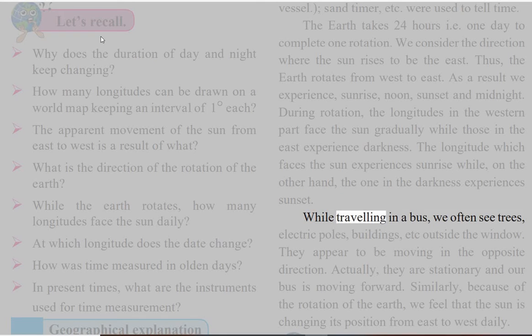While traveling in a bus, we often see trees, electric poles, buildings, etc. outside the window. They appear to be moving in the opposite direction. Actually, they are stationary and our bus is moving forward. Similarly, because of the rotation of the earth, we feel that the sun is changing its position from east to west daily.